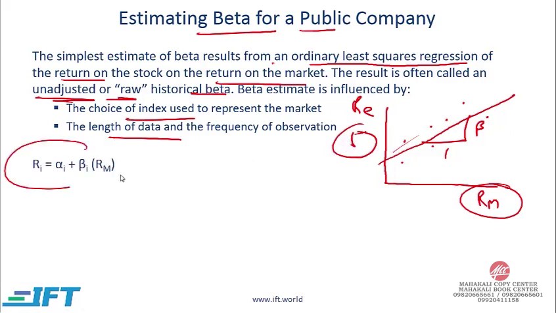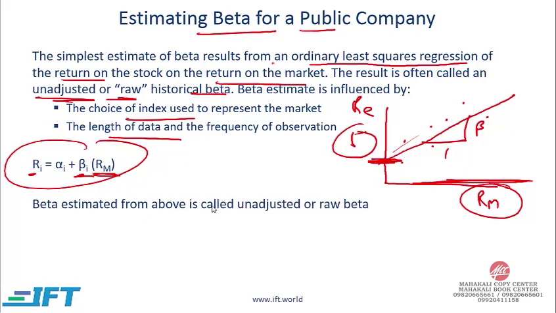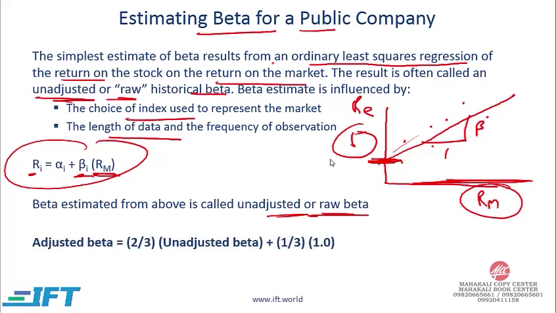So this is the equation that we have here. The return on a given stock is equal to alpha, which is the intercept, plus beta, which is the slope, times return on market, which is the x-axis. So the beta that you come up with here is called the unadjusted or raw beta. I've already mentioned that. So if that is the unadjusted or raw beta, then there must also be an adjusted beta. And before I go into this formula, I'll give you a quick explanation.